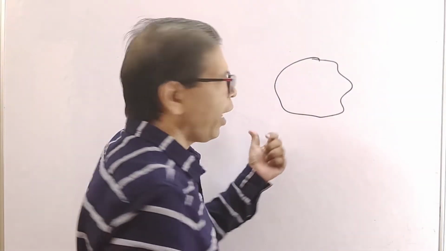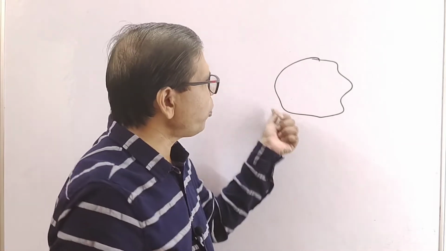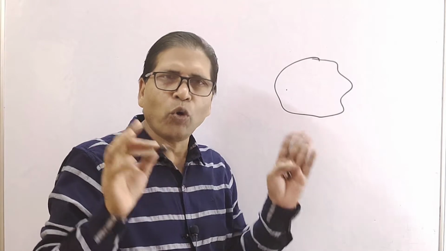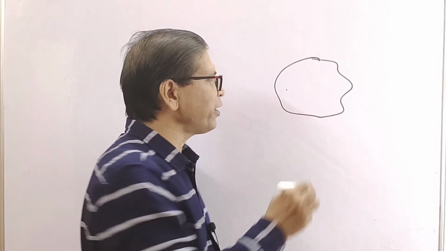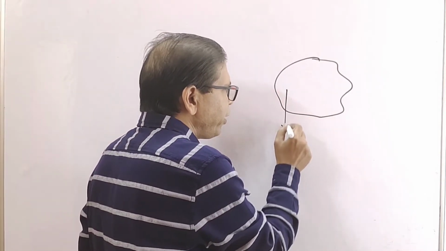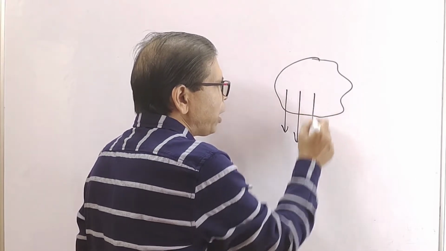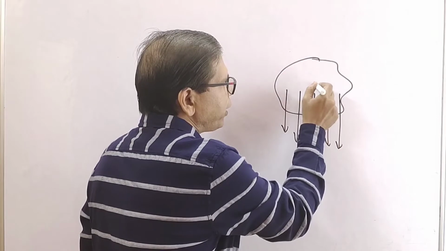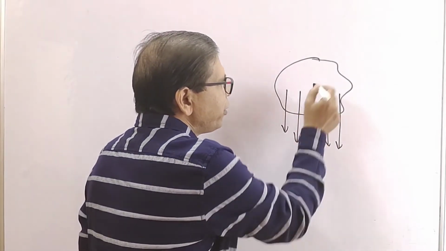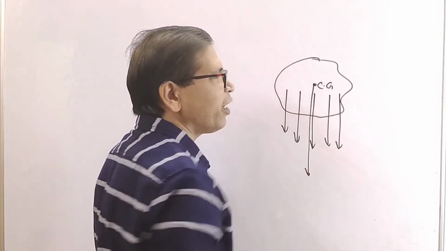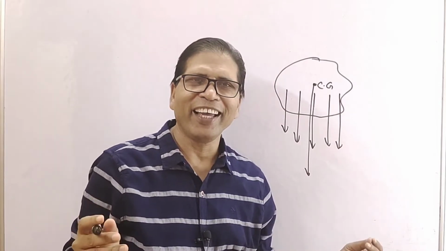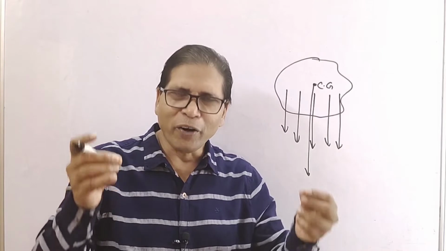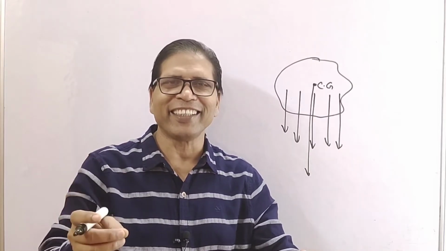Next, now center of gravity. Suppose this is a rigid body, it consists of a large number of particles. All the particles are attracted by the earth towards its center, so these forces must be parallel. Now the resultant of these parallel forces acts at a certain point. This point is called the center of gravity. So center of gravity means the point where the weight of the body is acting.